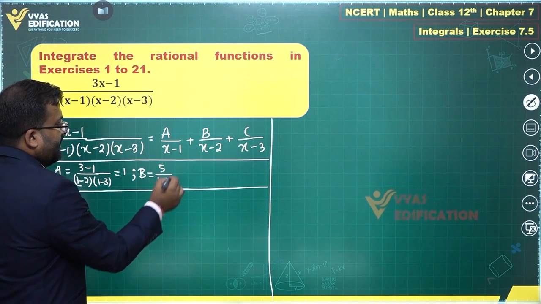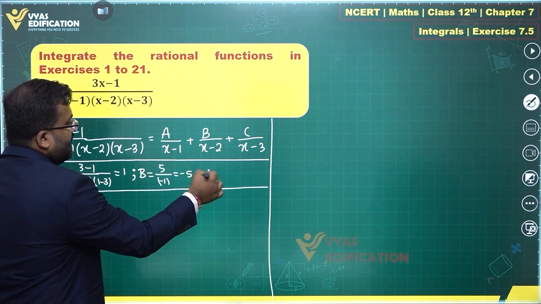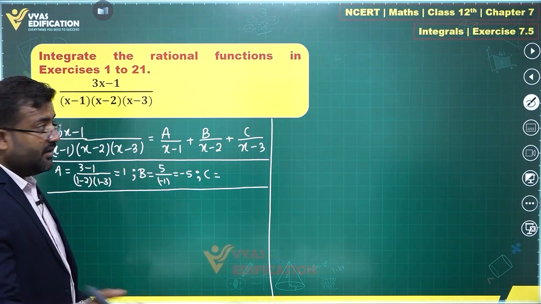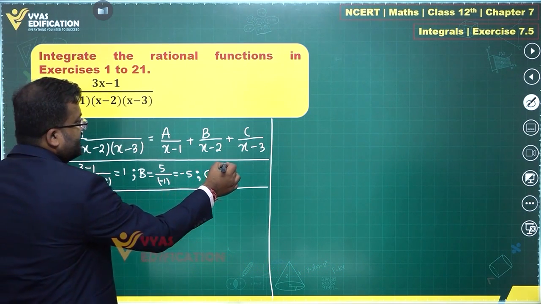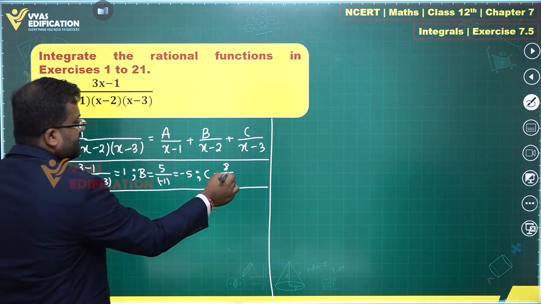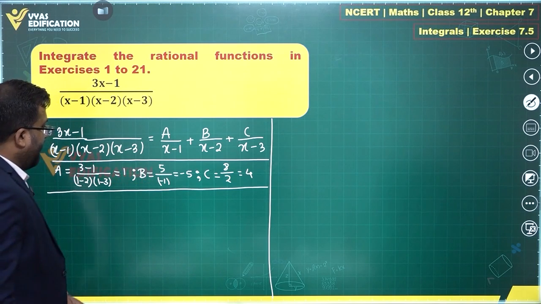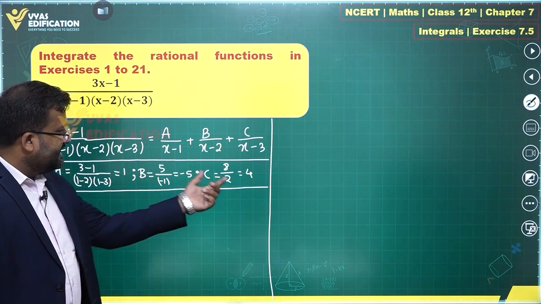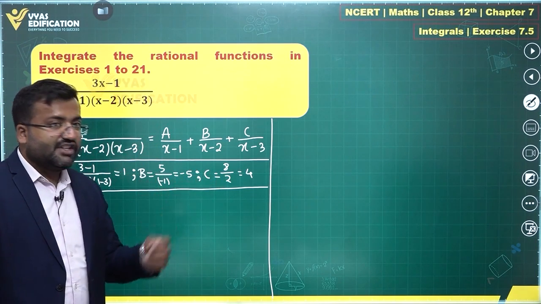This is minus 1 over here. This tells me minus 5. Okay, the value of C will be found by putting x equal to 3 over here. This is 3 times 3 minus 1 is 8, upon 3 minus 1 is 2, and this is 1. So this becomes 4. So the values of A, B and C have been found. A equals 1, B equals minus 5 and C is equal to 4.